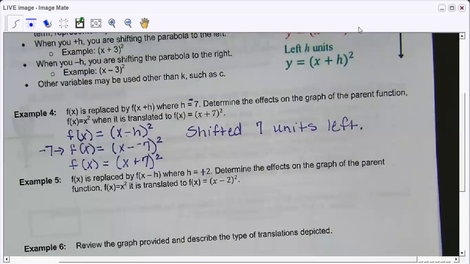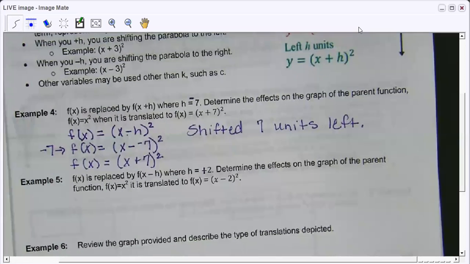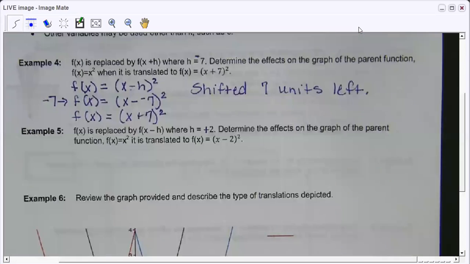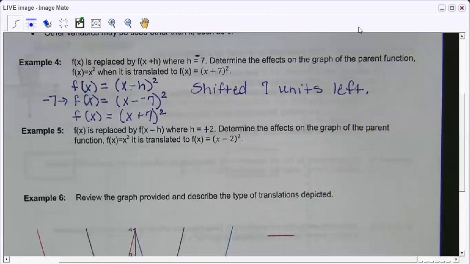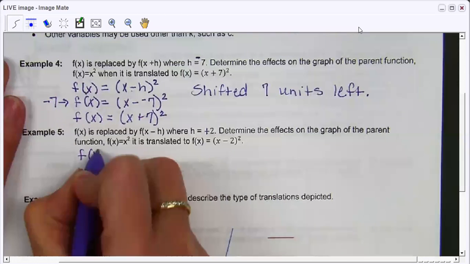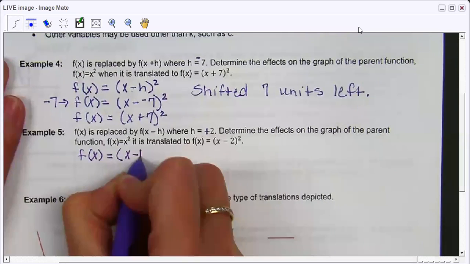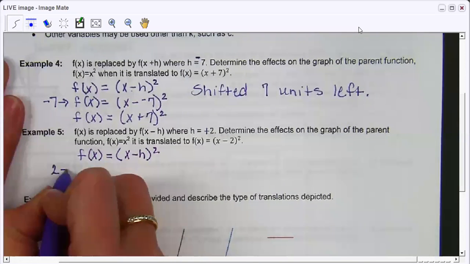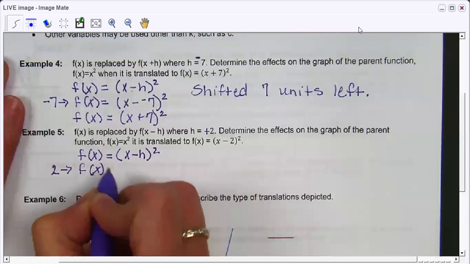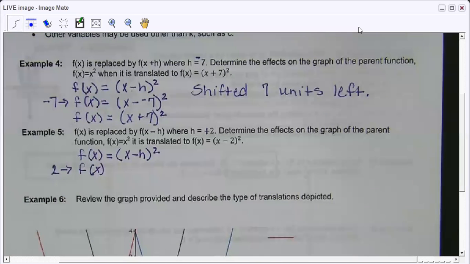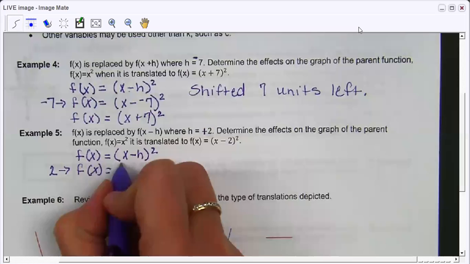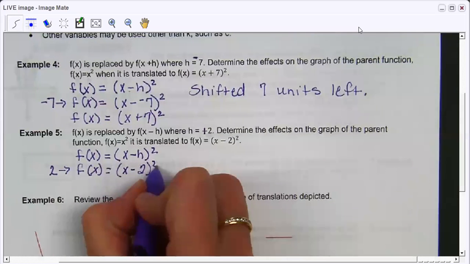That's it. Okay, I thought there was something I missed. I thought it was hard. Okay, here we go. For the parent function, the h is replaced with a +2. We're going to plug the +2 into the equation. Remember, positive goes to the right, but once we plug it into the equation, it's going to be a negative. It looks like it's going to go to the left, but it isn't. So (x minus 2) squared.